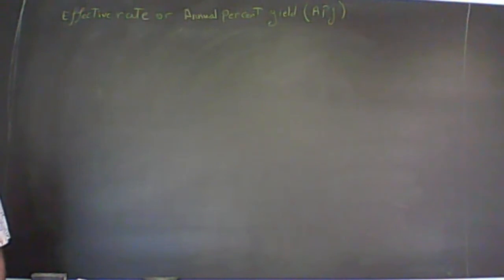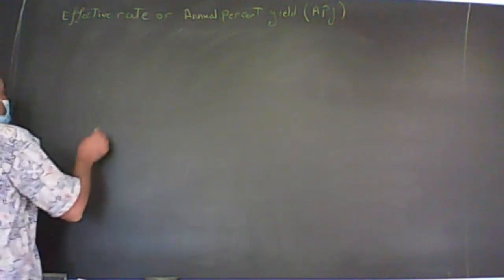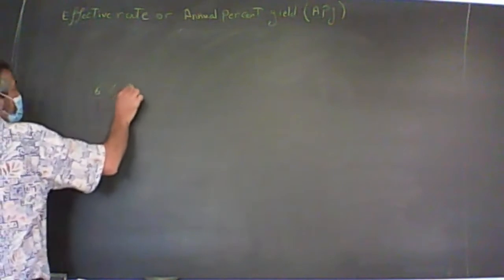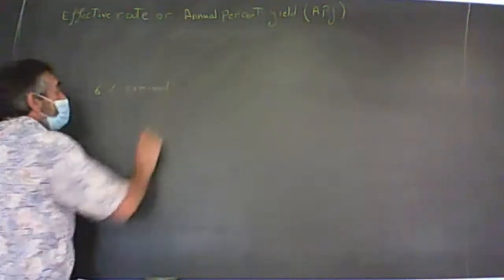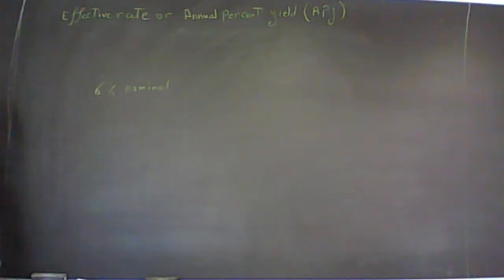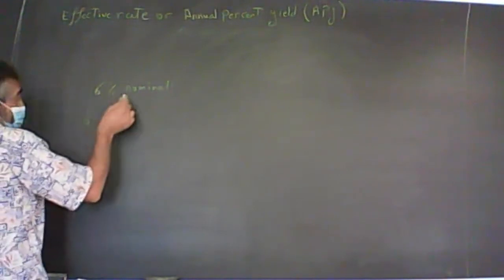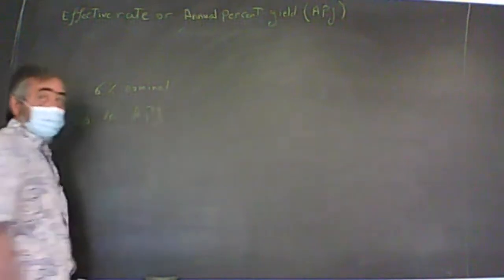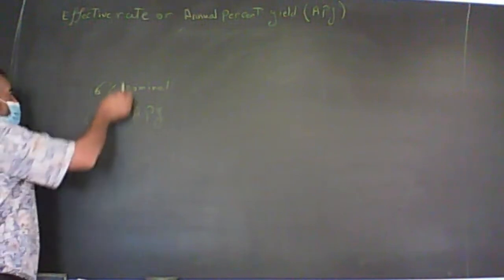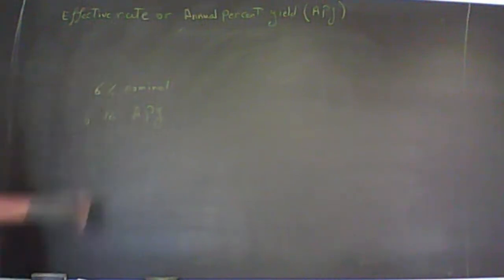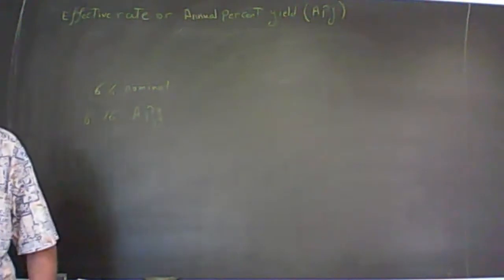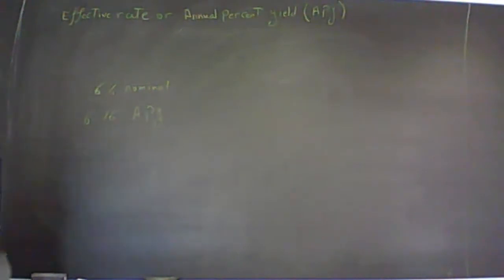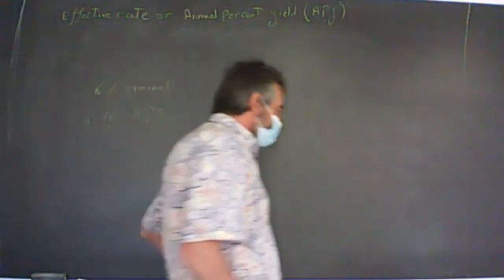If you have a credit card, if you ever look at the statement on the credit card, it's probably going to say something like, say, 6% nominal rate, right? But then underneath it, it will probably say 6.16 APY. So you will see on the statement two different rates, but they are equivalent. What do we mean by equivalent? Okay, and what do we mean by annual percent rate?